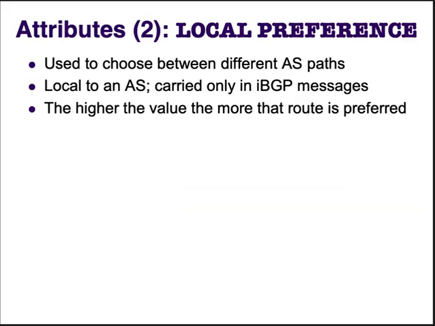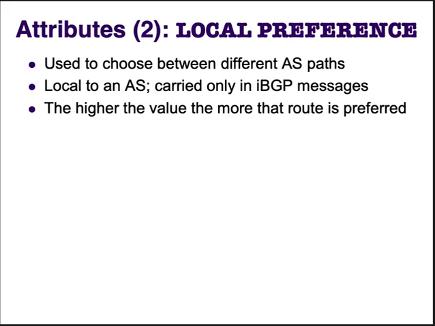Any questions on AS path? It's pretty much doing what we said path vector would do. The second attribute is what we call local preference, or local pref. This is actually where Gao-Rexford gets implemented, and all the "routing follows money" gets reflected in local pref. The way local pref is used is to choose between different AS paths.